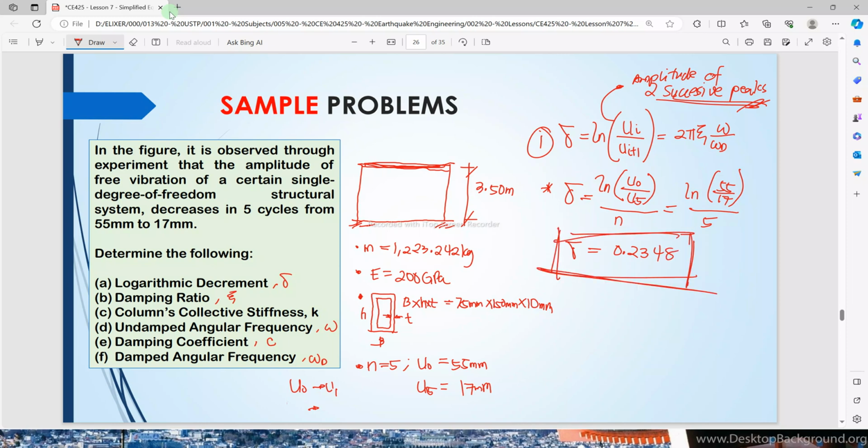Next, we were asked to find the damping ratio. If you remember, we have two formulas for the logarithmic decrement. We have this one and also this one. The logarithmic decrement is equal to 2 pi psi omega over omega d. Let's proceed to the next page.